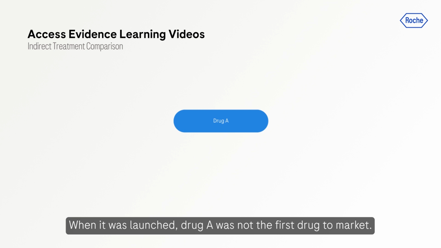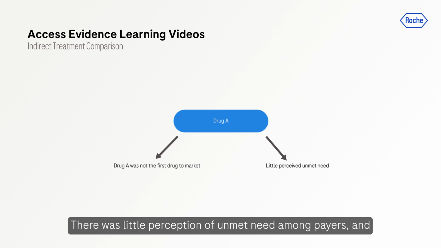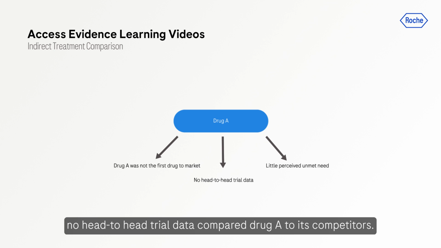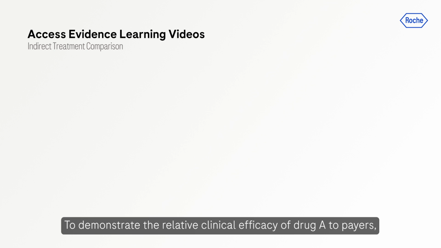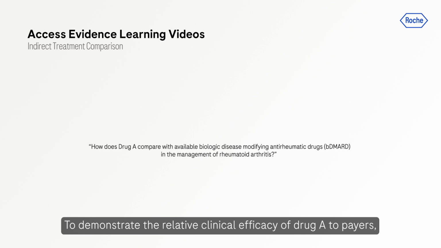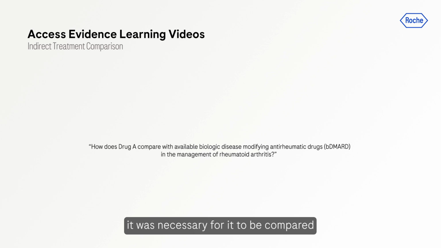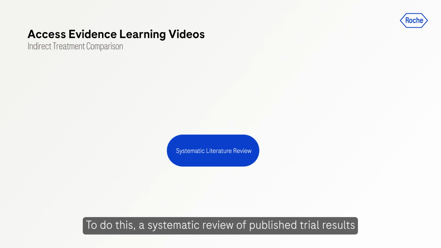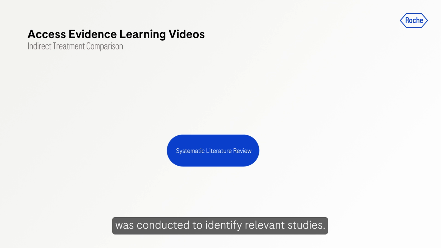When it was launched, drug A was not the first drug to market. There was little perception of unmet need among payers, and no head-to-head trial data compared drug A to its competitors. To demonstrate the relative clinical efficacy of drug A to payers, it was necessary for it to be compared to the available treatment options. In the absence of head-to-head trial data for all relevant comparators, a mixed treatment comparison was carried out. To do this, a systematic review of published trial results was conducted to identify relevant studies.